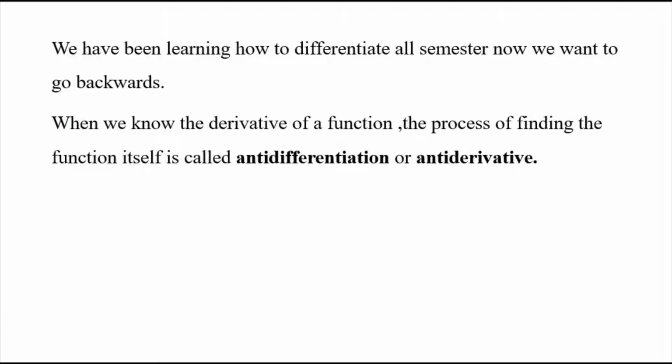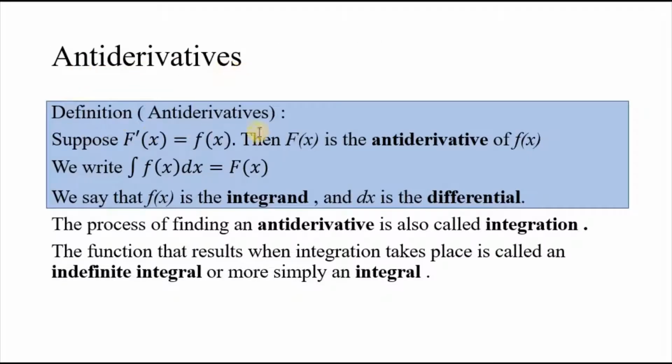We have been learning how to differentiate. We want to go backwards. When we have the derivative of a function, the process of finding the function itself is called antidifferentiation or antiderivative. And the formal definition of antiderivatives is as follows. Suppose that uppercase F prime of x is equal to lowercase f of x, then uppercase F of x is the antiderivative of f of x.